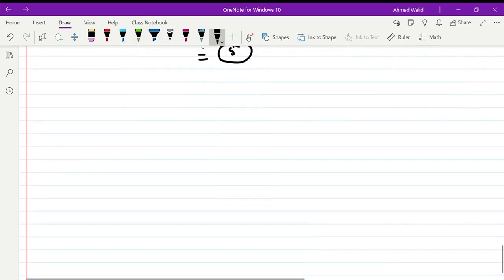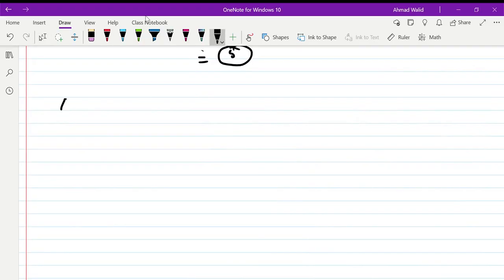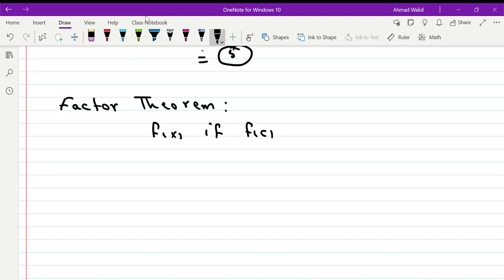The next topic is the factor theorem. If you have a function f of x, and f of c, which is a number, equals 0, then x minus c is a factor of f of x.